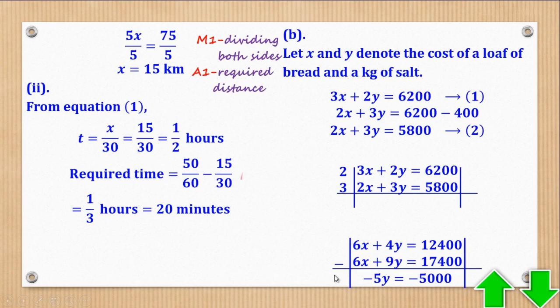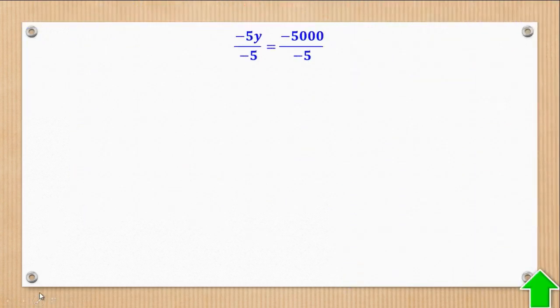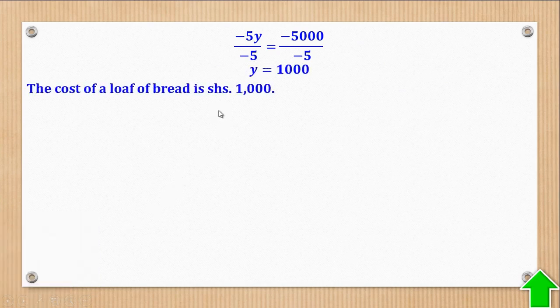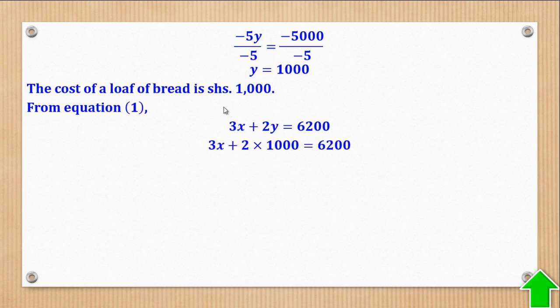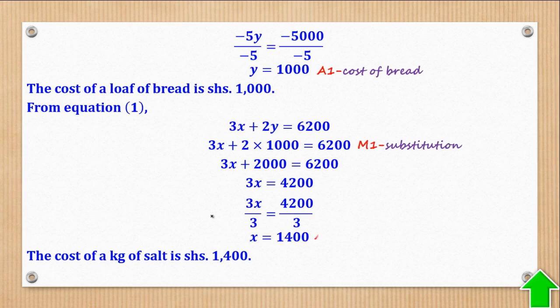So before we go to the next slide, these are the marks for this slide. Next is to divide throughout by negative 5 to come up with the value of y. Therefore, the cost of a loaf of bread was shillings 1,000. Then from equation 1, I'll substitute for y, collect like terms, then make x the subject. That will be the cost of a kilogram of salt. And that's what they wanted.